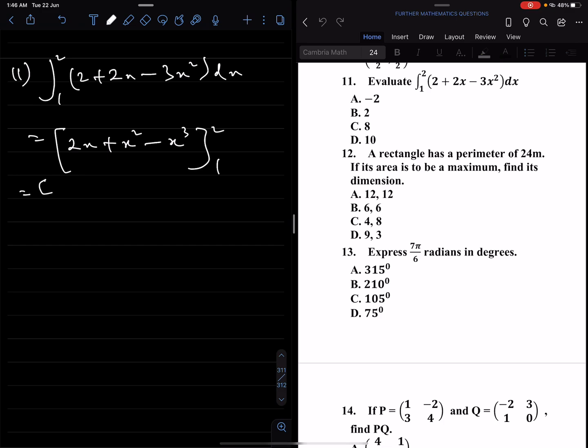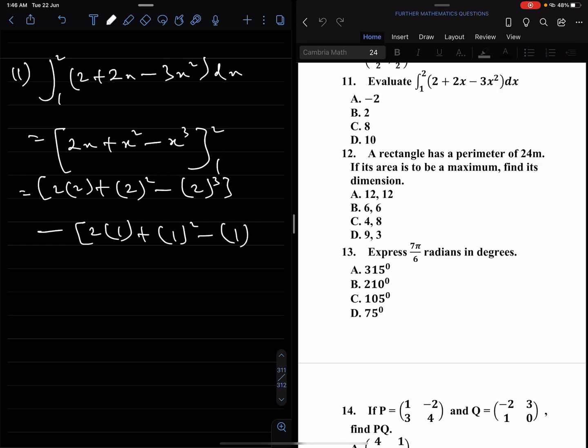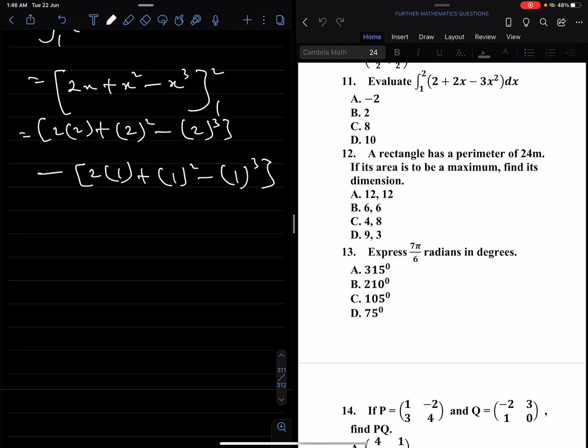And that simply means 2 times 2 plus 2 squared minus 2 cubed, minus 2 times 1 plus 1 squared minus 1 cubed. 2 times 2 is 4, plus 4, that's 8, minus 2 cubed is 8, that's 8 minus 8, which is 0. Minus this: 2 plus 1, 3, minus 1, that's 2. And the answer is minus 2. So that's it, simply minus 2.